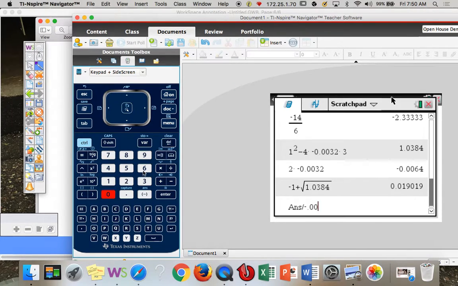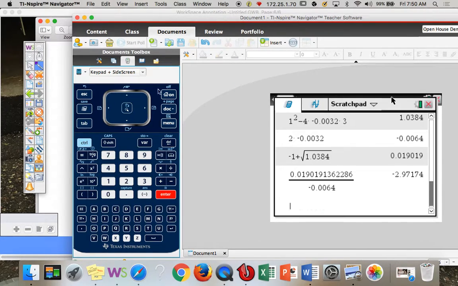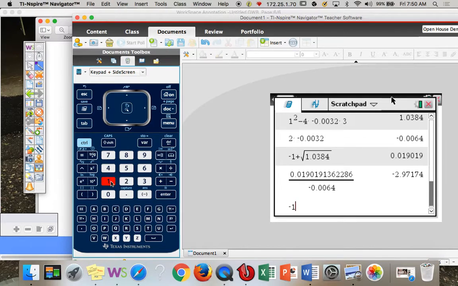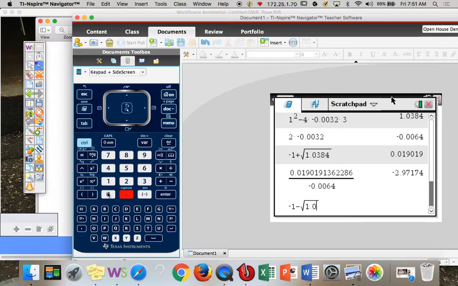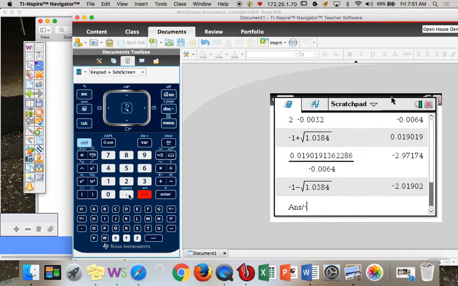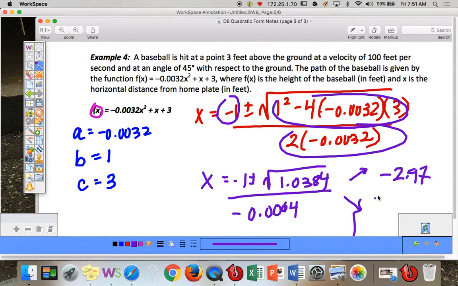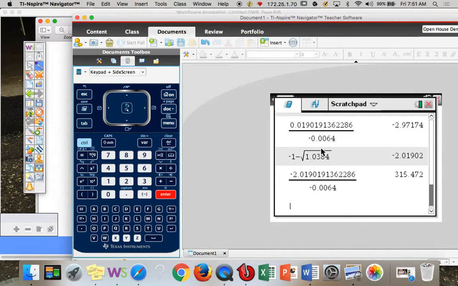Forgot a 0 here. Okay, so one's about negative 2.97. And the other one should be the one we use: negative 1 minus the square root of 1.0384. Hit enter. Divide by negative 0.0064. All right, so we get 315.47. I'm going to double check that. I'm not sure if I typed that in right.